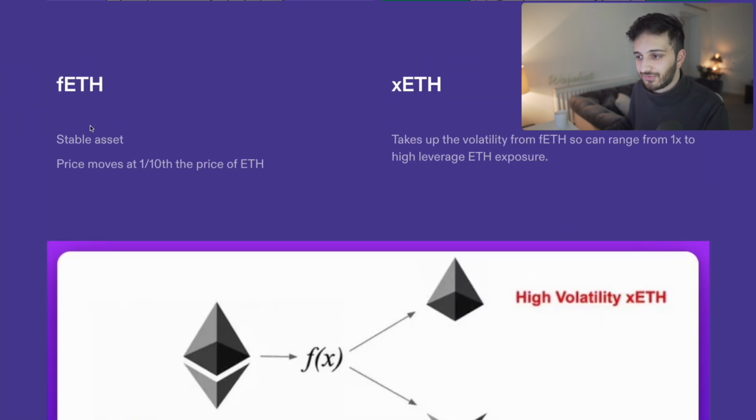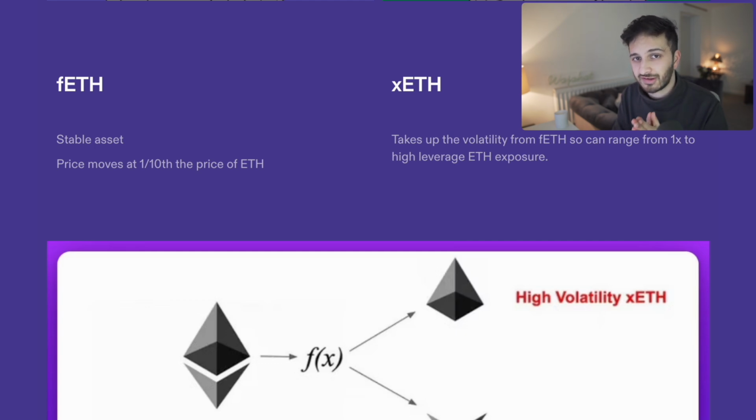Well, firstly, if we take FETH, this is a stable asset, and intrinsically within its code, its price moves at 1/10 the price of ETH. So for example, if ETH were to move up 10%, FETH would only move up 1%. And if ETH were to move down 10%, FETH would only move down 1%. So you can think of it as an asset that pretty much trades at the same price as ETH, but only at a fraction of 1/10. And that basically removes a significant amount of the volatility that you get with ETH, and essentially makes it somewhat of a stable asset.